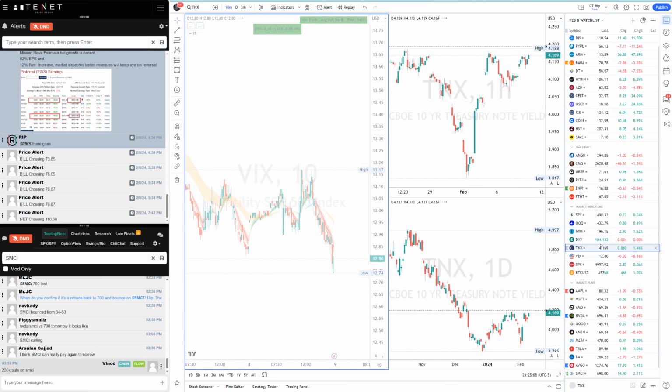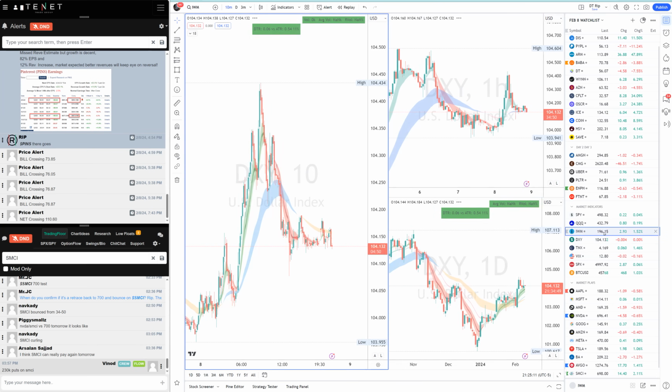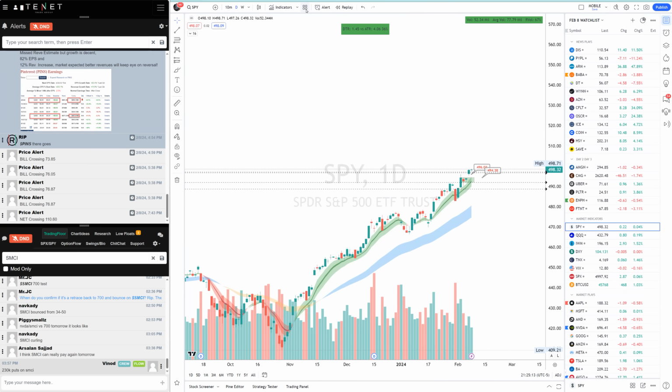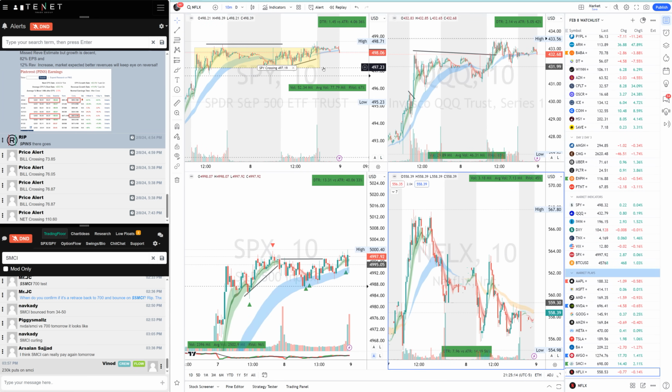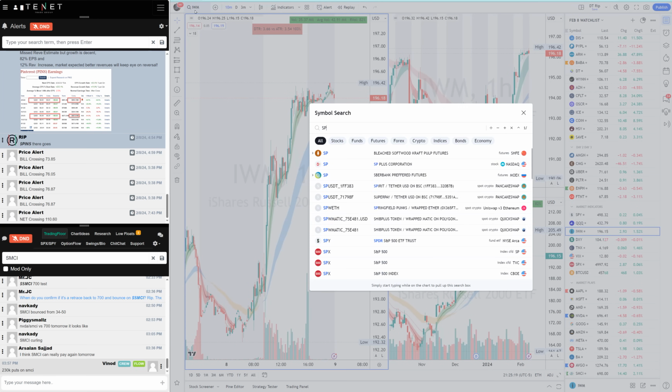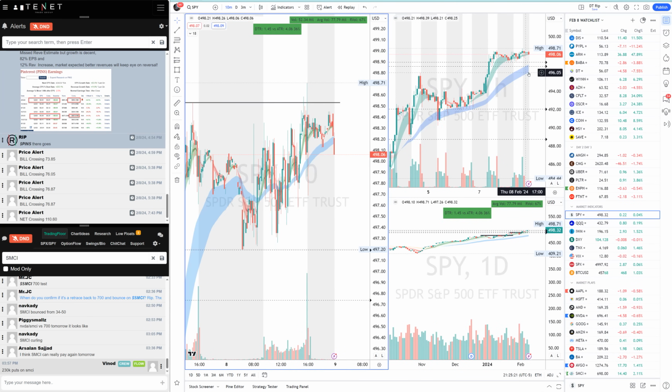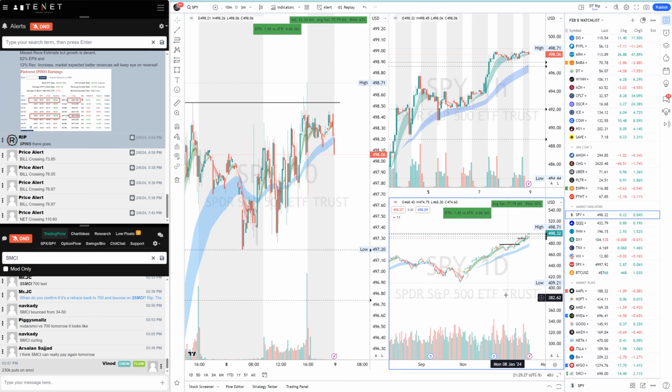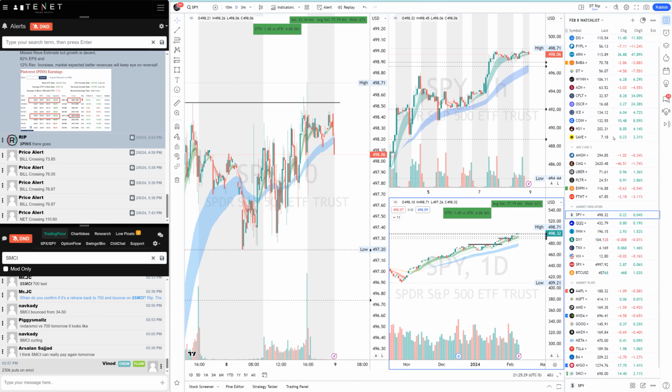So let's see. That is the plan. That's what I would like to see. And if we break under this area, today's low, then we will fade, because SPY clouds are really coming closer, and if it ends up breaking those clouds, we can get a pullback. So just keep your eyes open for that.